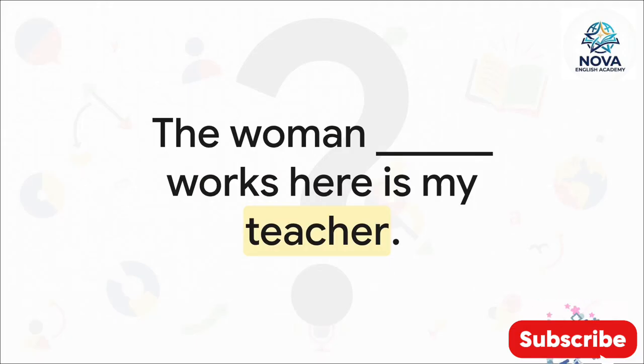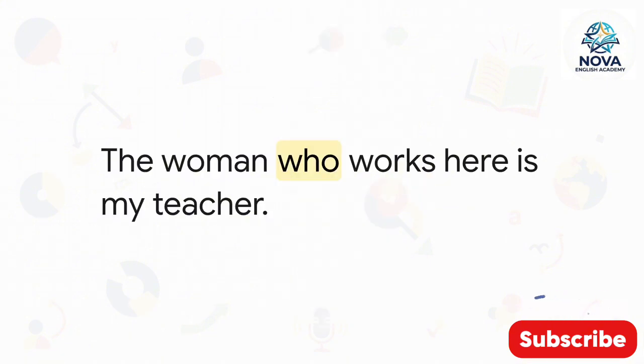Question 1. The woman blank works here is my teacher. Is it A, which, B, who, or C, whose? Think about our rule for people who are the subject of the sentence. The woman is doing the working. What's your answer? Spot on. The answer is B, who. The woman who works here is my teacher, because we are directly connecting the woman to the action of working. She's a person, she's the subject, making who the absolute only logical bridge.